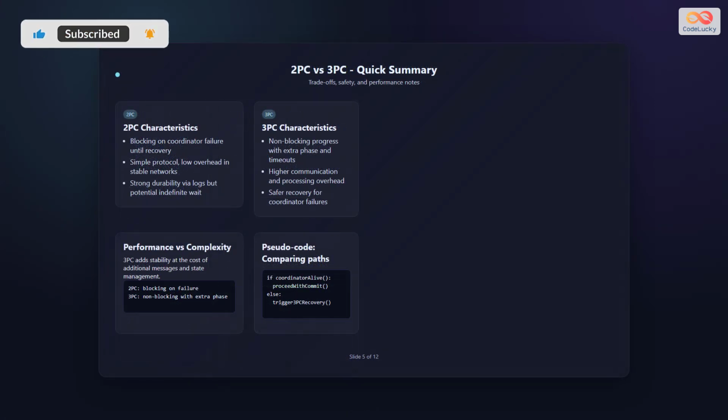In the first phase, called can-commit, the coordinator sends a can-commit request to each participant. Each participant checks if it can commit the transaction without actually acquiring locks or making any irreversible changes. The participant responds with a yes or no vote. If any participant votes no, the coordinator immediately decides to abort. The key insight is that participants are not yet committed, they are just checking feasibility. This is a safe, non-blocking operation that gathers information from all parties.